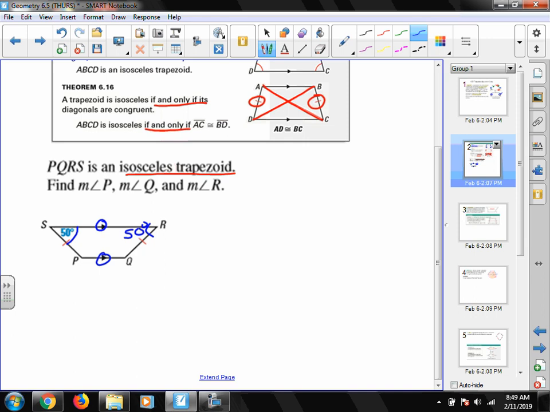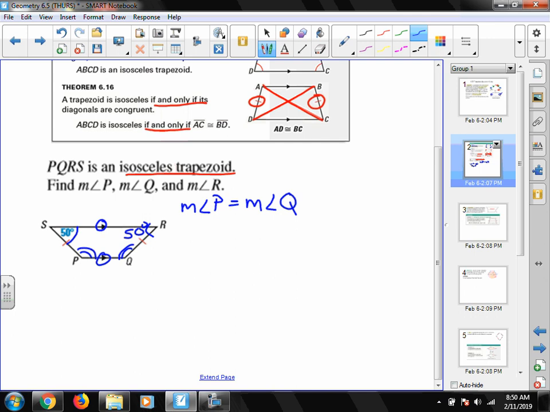Now I need to find angle P and angle Q. The nice part is, since this is an isosceles trapezoid, the measure of angle P and the measure of angle Q are going to be equal. Now, you can do this a couple different ways. The easiest way is, since we're working with two parallel lines, SR and PQ, and I'm just going to look at angle Q. That'll be the easiest. Okay.